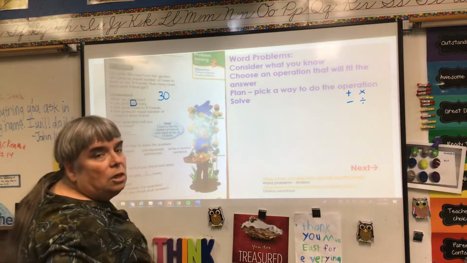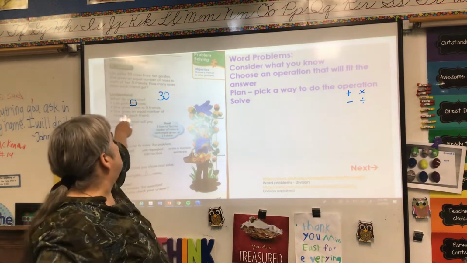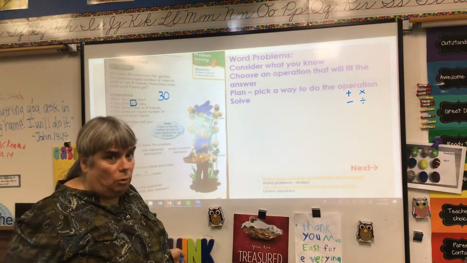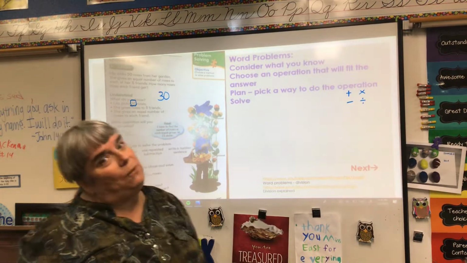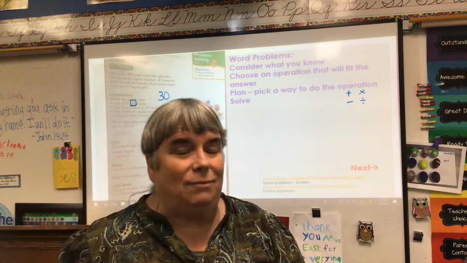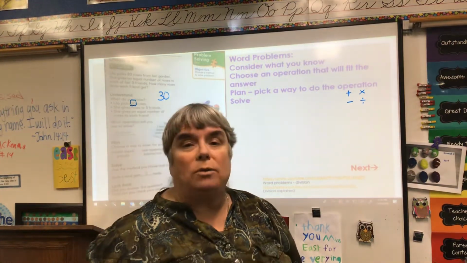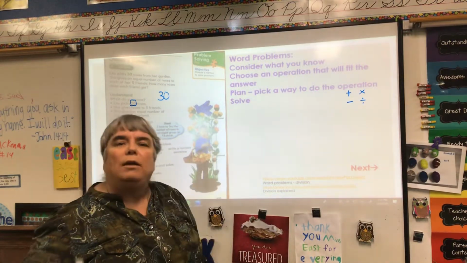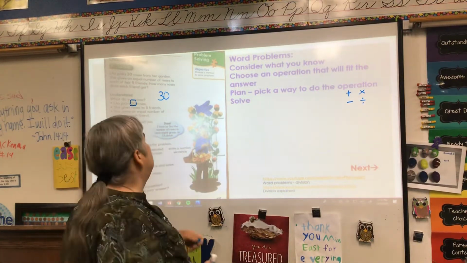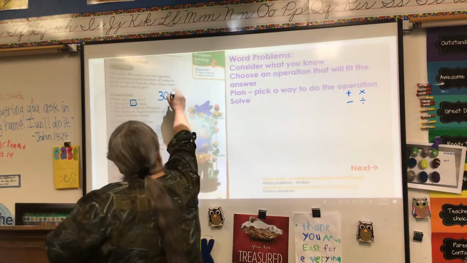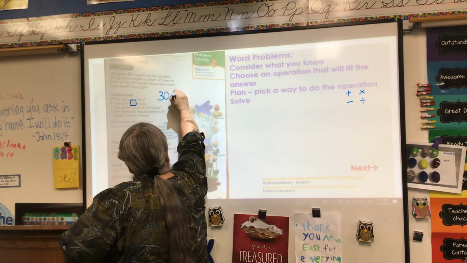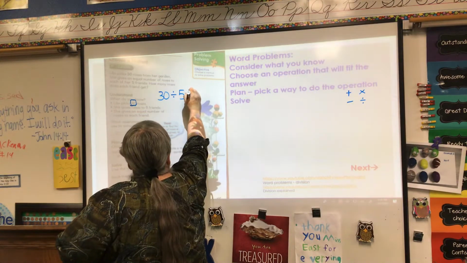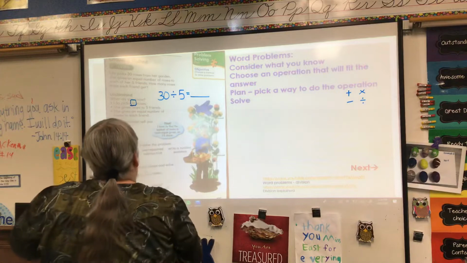And then it says she gives roses to 5 friends. Hey, it sounds like equal groups. Remember, Lila wants to be fair to her friends, so she's going to give the same amount of roses to each person in her 5. So 5 is the equal groups. So it sounds like we're taking 30 and we're going to divide into 5 equal groups, and then we're going to get a quotient.